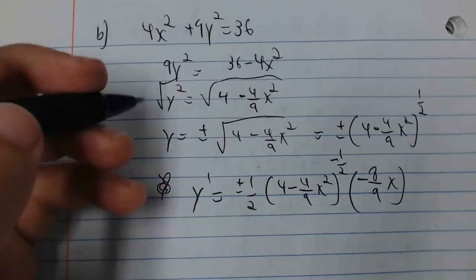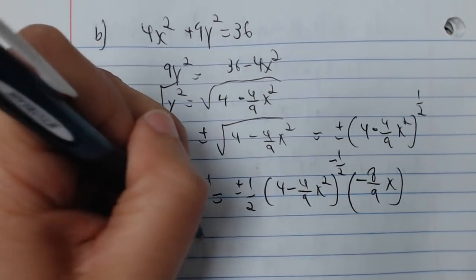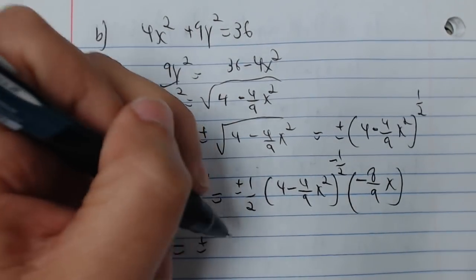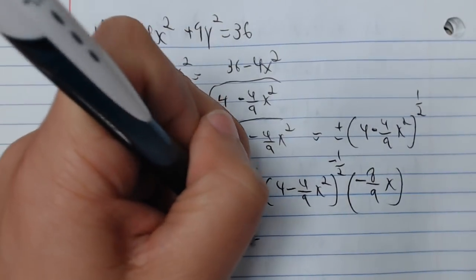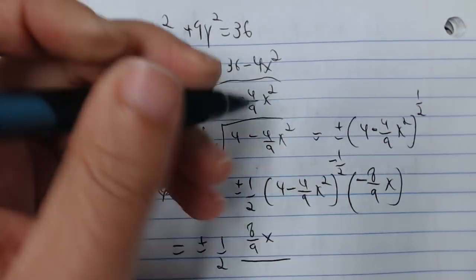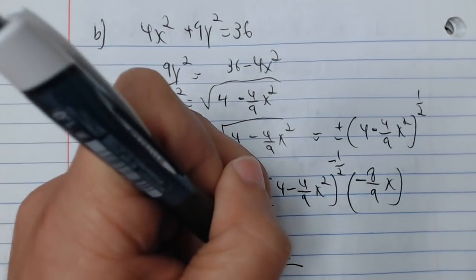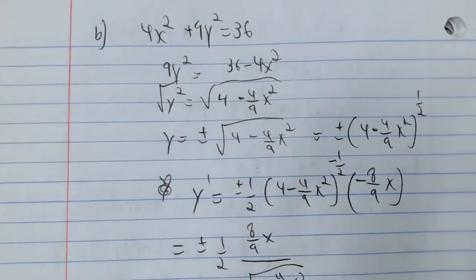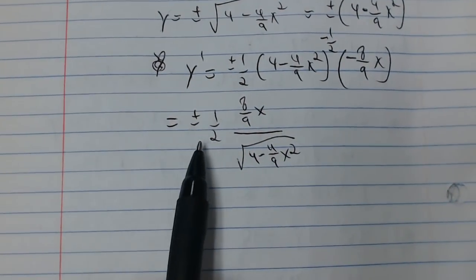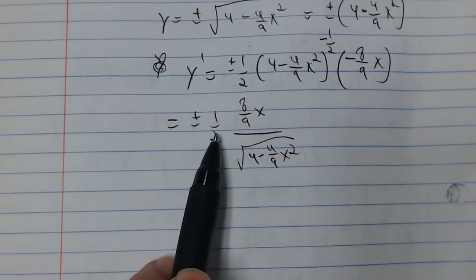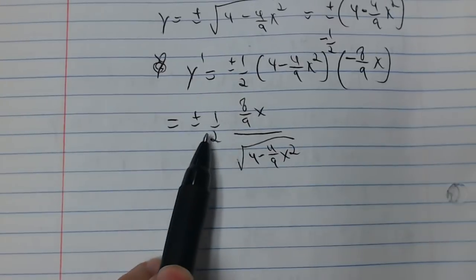Let's clean this up a little bit. What does this become? It becomes plus or minus 1/2 times 8 over 9 x over the square root of 4 minus 4/9 x squared. And so what do I know here? I could distribute this 2 to the 8/9, which becomes what?